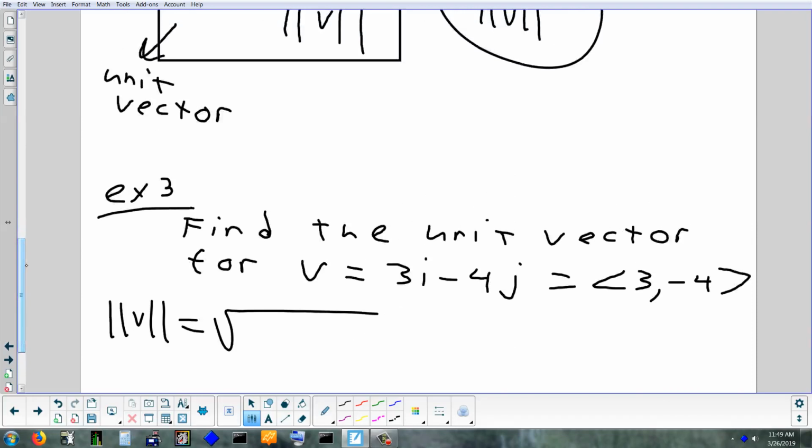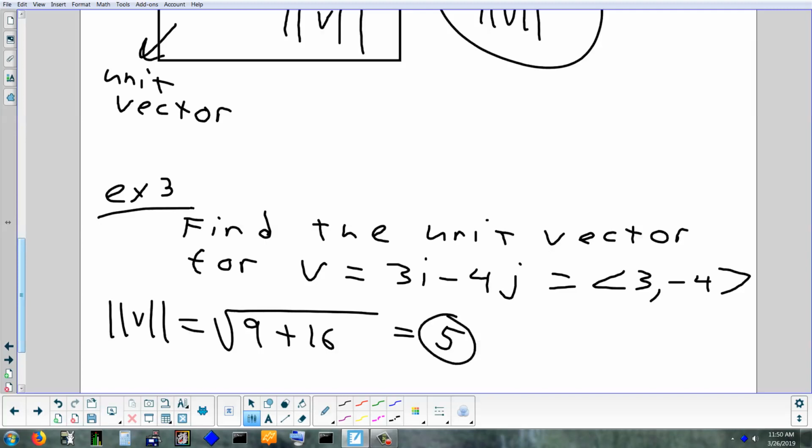Okay, so I always start with the square root so I don't forget it. And what's going to go under the square root? What plus what? 9 plus 16. 3 squared, and then negative 4 squared. So this vector is how long? 5. Okay, it could have come out to a square root. This one didn't. I just picked a nice number to have it come out to.